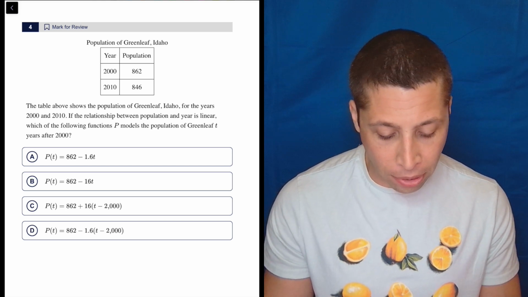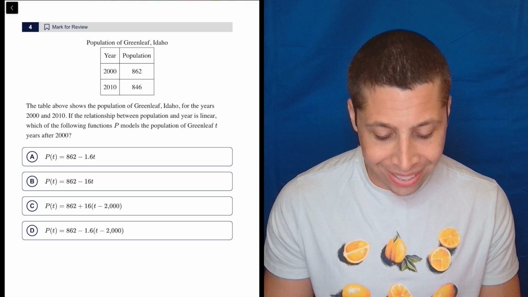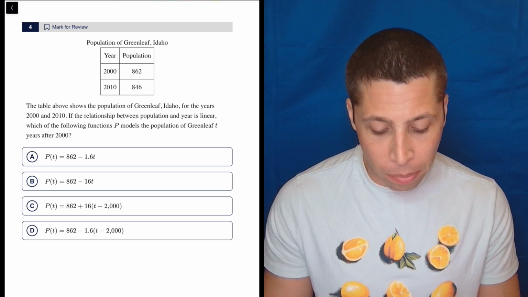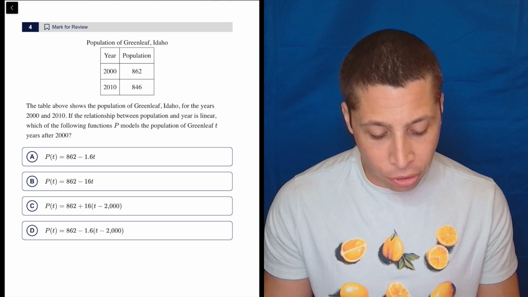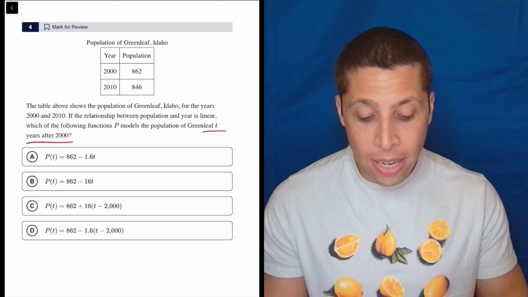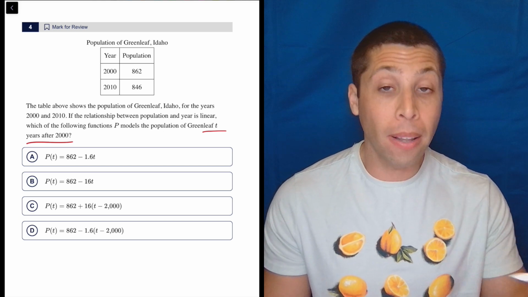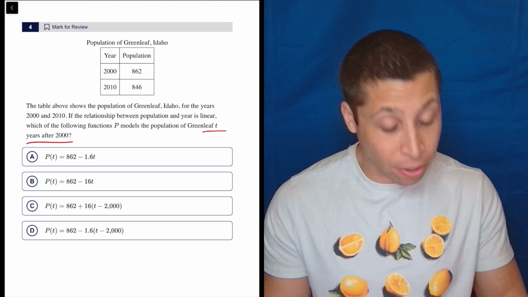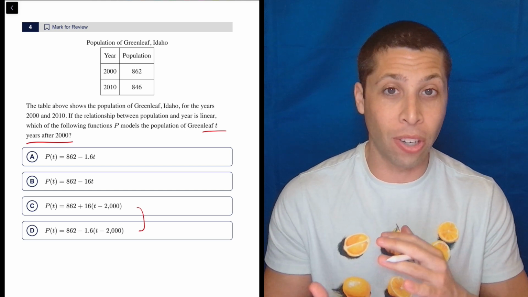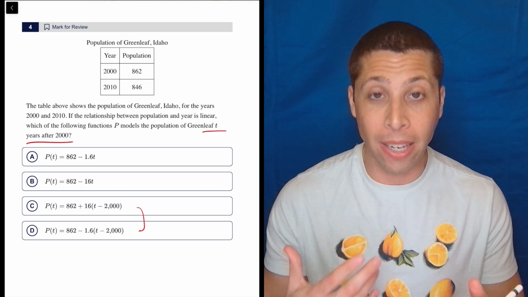The table above shows the population of Greenleaf, Idaho for the years 2000 and 2010. If the relationship between population and year is linear, which of the following functions P models the population of Greenleaf T years after 2000? So T is the years after 2000, so we're not plugging the year in. And if you did that, you're going to get one of these wrong answers, because something like C or D is going to try to take advantage of that fact, right? You can see them minusing the 2000.